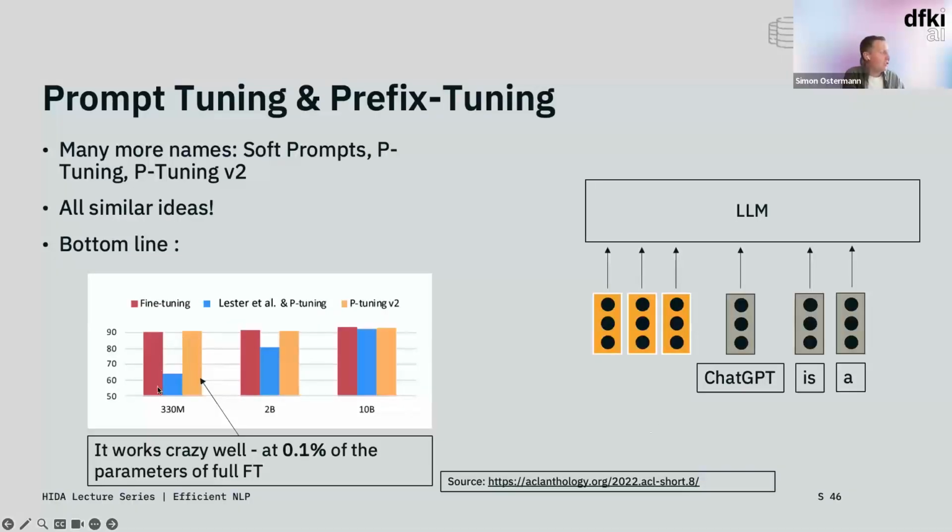So we compare here fine-tuning, that is the red bar, p-tuning, so one variant of that, and p-tuning v2. And if we have a base model of 330 million parameters, with only 0.1% of the parameters of full fine-tuning, we reach the same performance. So this is very, very efficient.